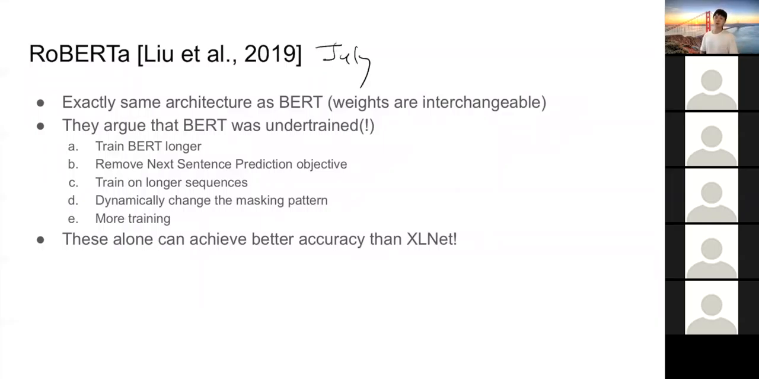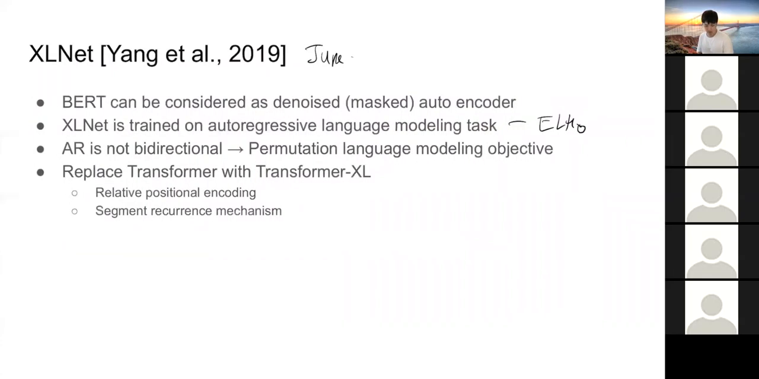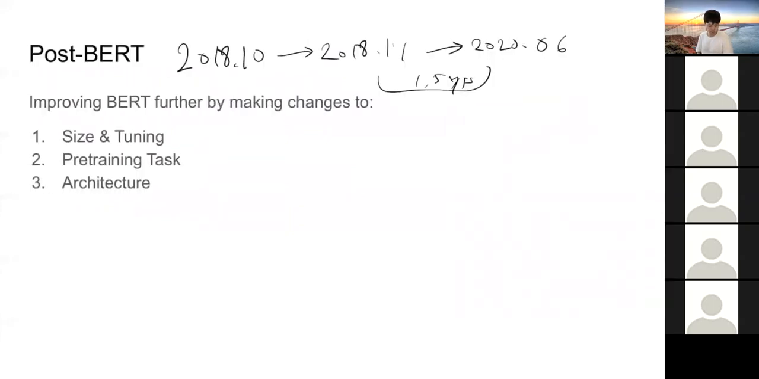RoBERTa was different from XLNet in the sense that, before that, XLNet, as you saw, was contributing towards probably these two, because they changed the architecture to Transformer XL. And they also changed the pre-training task to some combinatorial permutation problem. They didn't really care much about, I think, size or tuning.